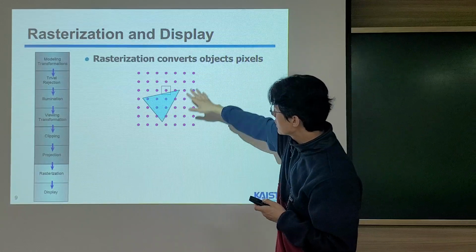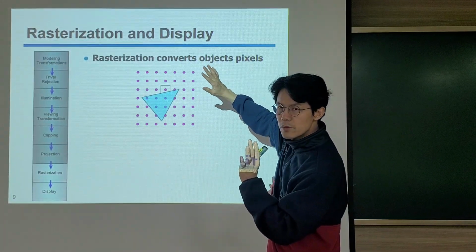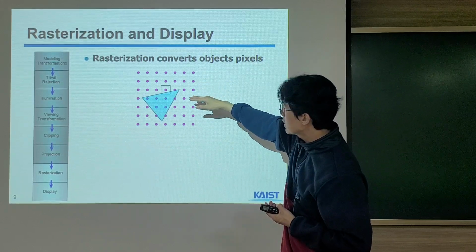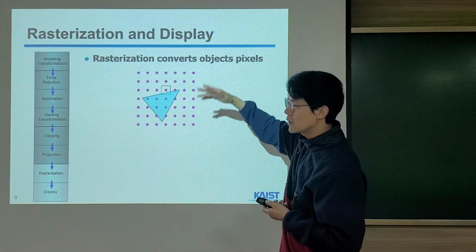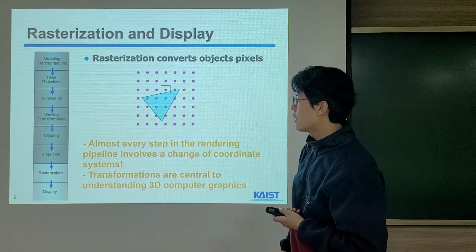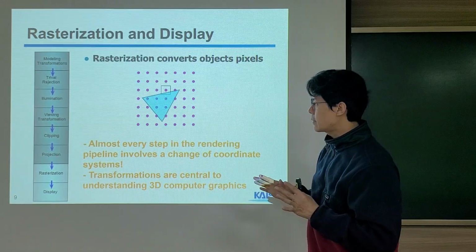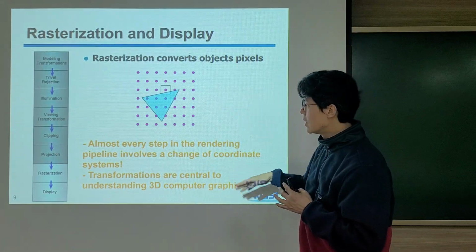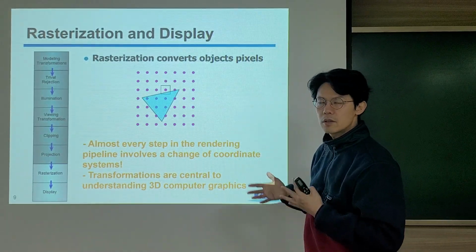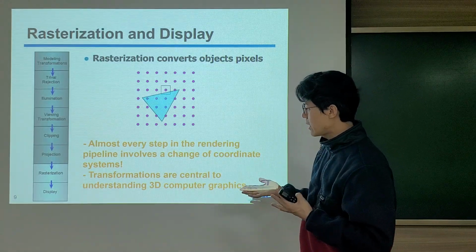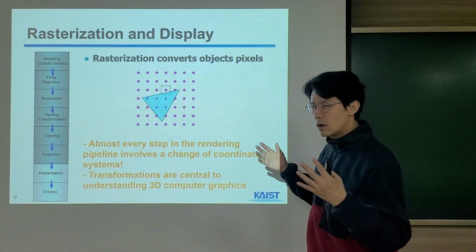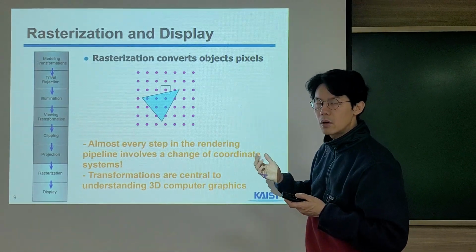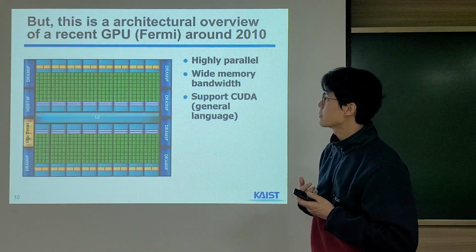Once we do that, we show the color of each pixel stored in the frame buffer on the display. As you can see, a lot of steps in the rendering pipeline require changes of coordinates. That's why I'm talking about different transformation techniques, since this is one of the core operations of the rendering pipeline and of many graphics applications.